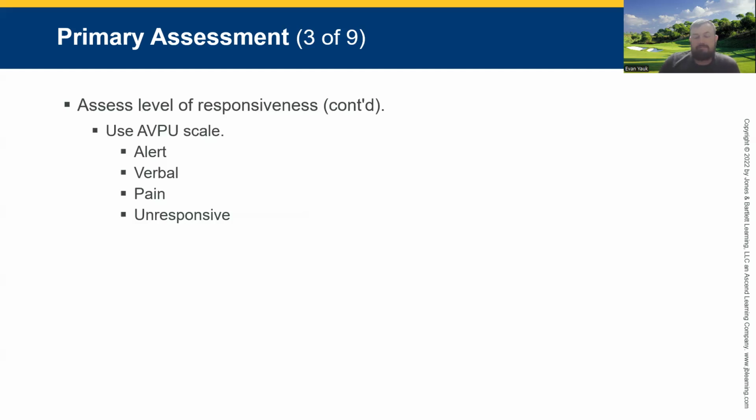Unresponsive is I've spoken to them, I've touched them, I've pinched their arm, I've sternum rubbed them, and I got absolutely nothing out of them. That is unresponsive. So AVPU. Go ahead and write these down, take notes. We are going to use this from here on out in your career. From here on out, every single call, we're going to use everything we're talking about in this chapter.